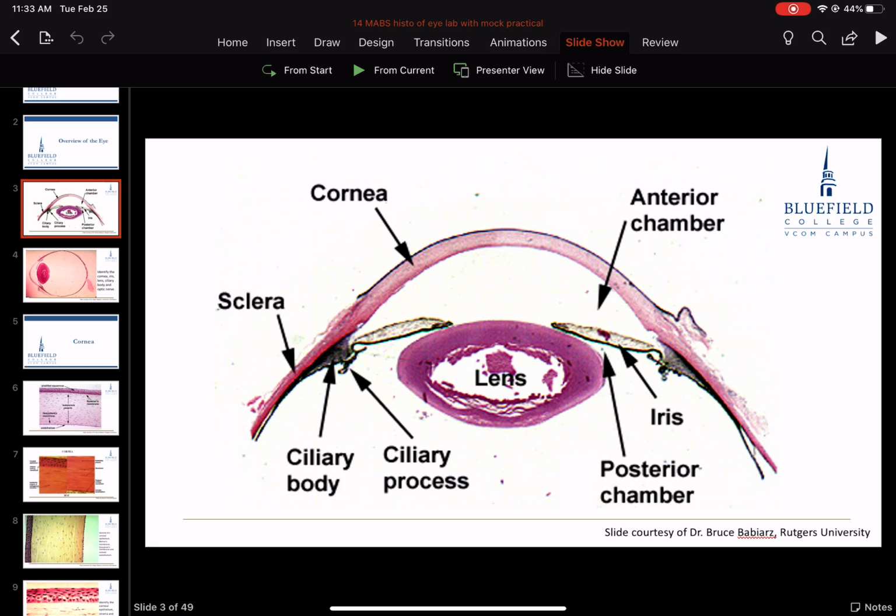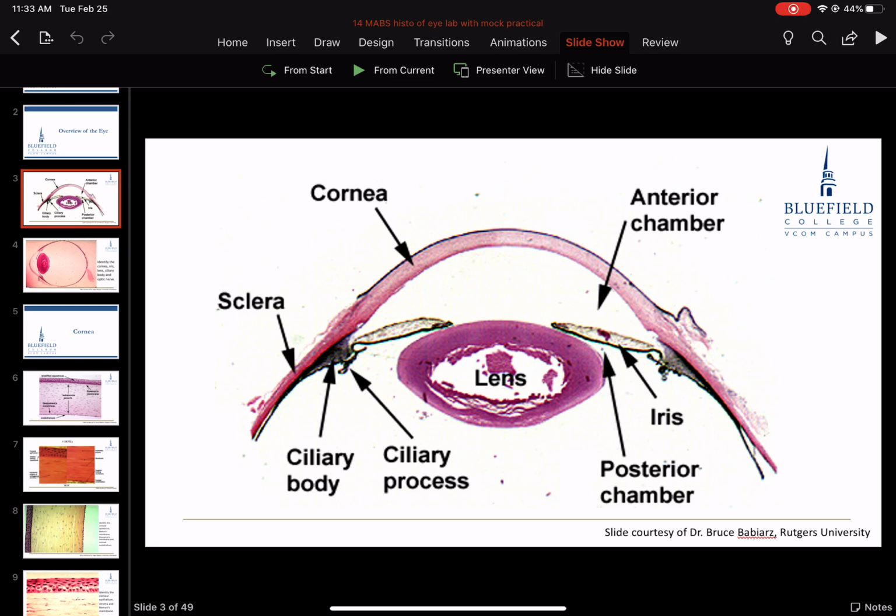All right, low power magnification showing the entire eye. If we take a look, we'll start here on the right side. Once again, the most anterior portion will be the cornea. You see a little bit of the dark thickening corneal epithelium on the inside here. Here would be my anterior chamber. If I go on the back side of the iris, here would be my posterior chamber.